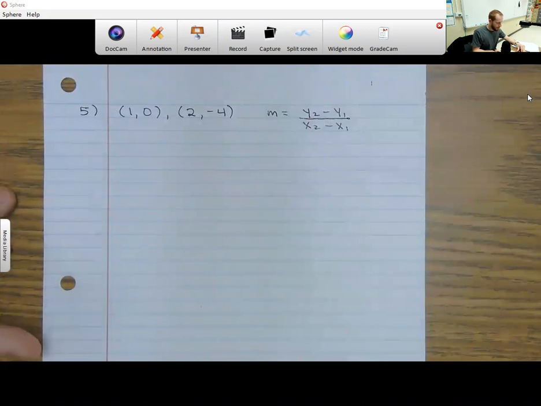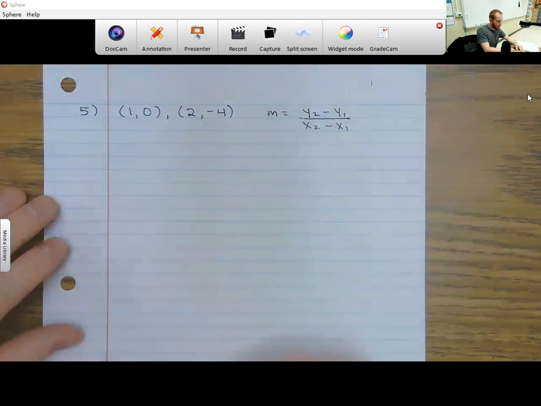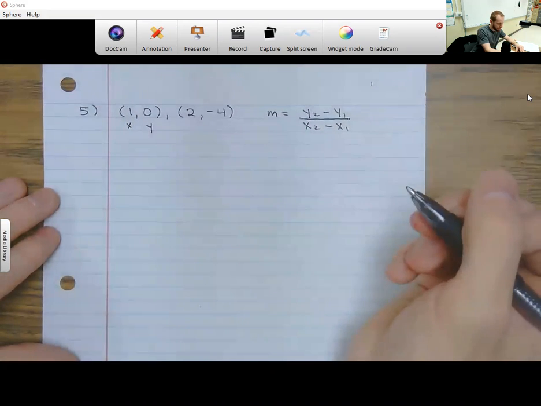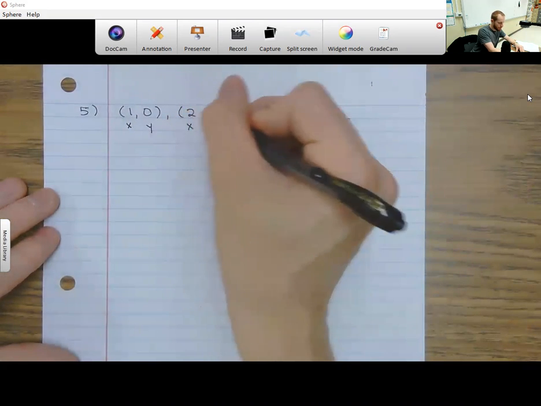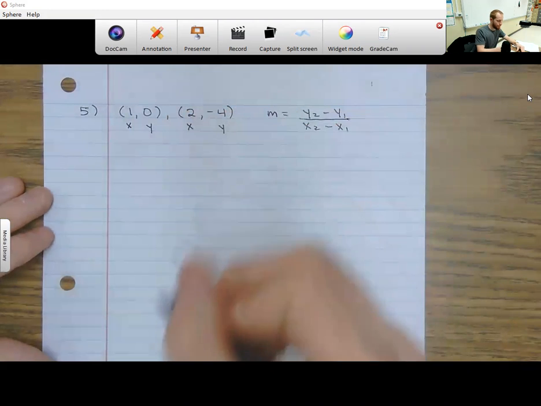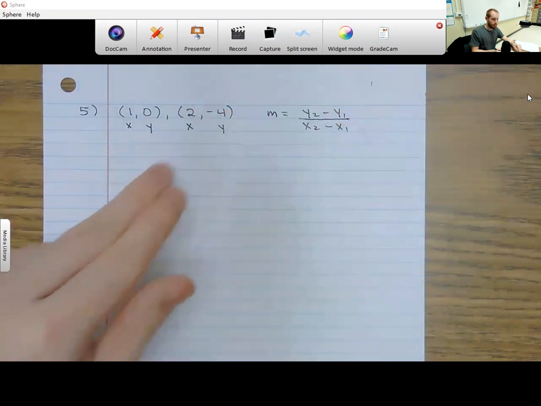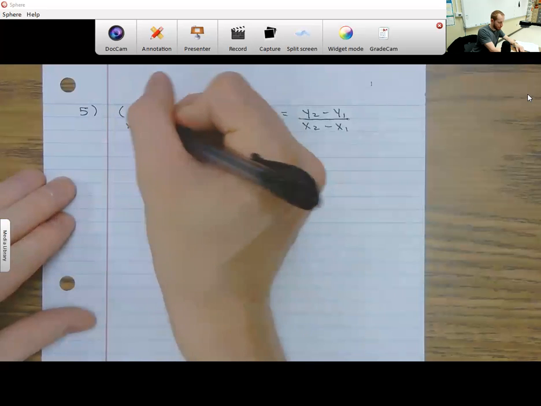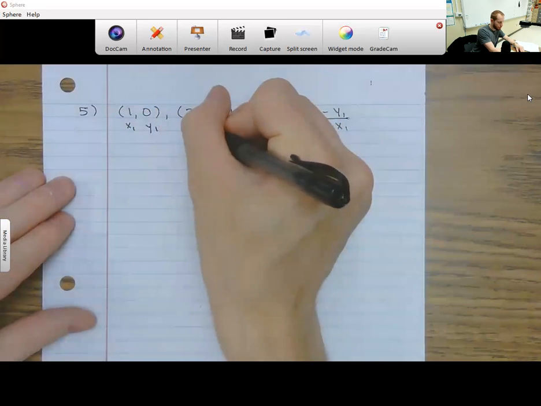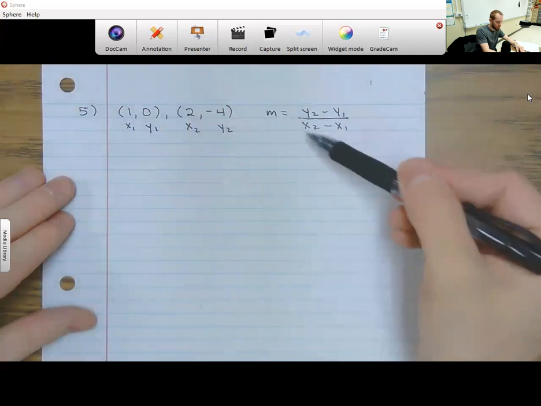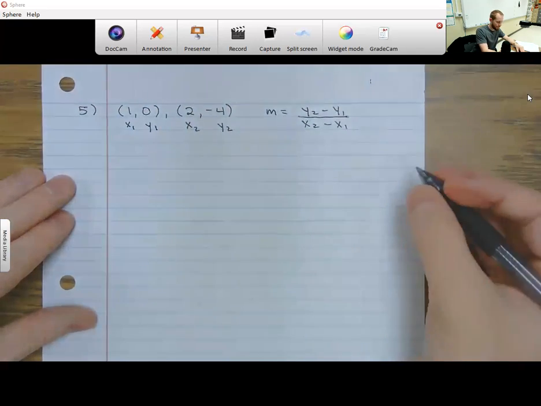Okay, so labeling my points, I know that the x is always going to come first and the y is always going to come second. So this is an x and this is a y. Now, I also know this is my first point and this is my second point. So I'm going to write x1, y1, and x2, y2. So now I know exactly which numbers to put inside here, right?